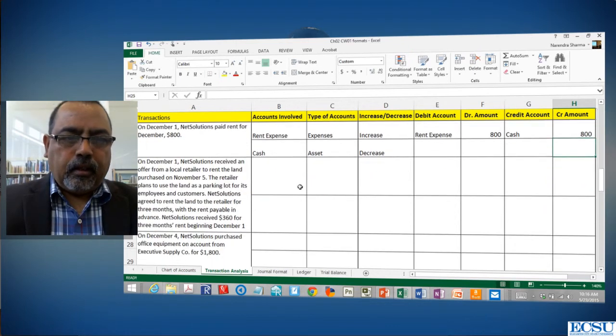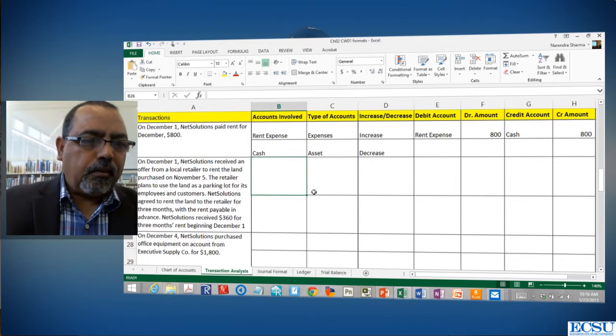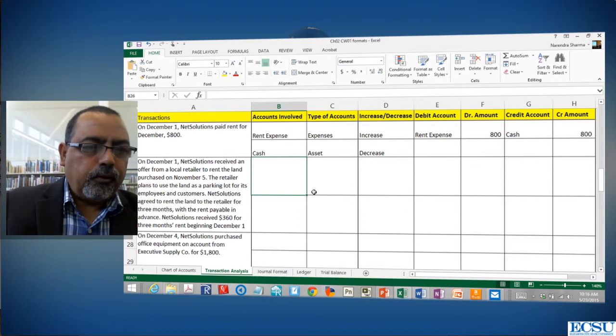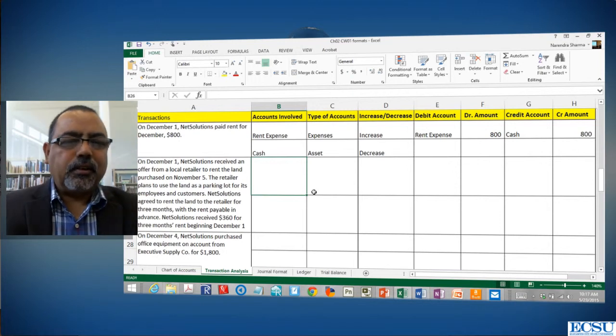Okay. Now on December 1st, Net Solutions received an offer from a local retailer to rent the land purchased on November 5. The retailer plans to use the land as a parking lot for its employees and customers. Net Solutions agreed to rent the land to the retailer for 3 months with the rent payable in advance. Net Solutions received 360 for 3 months' rent.